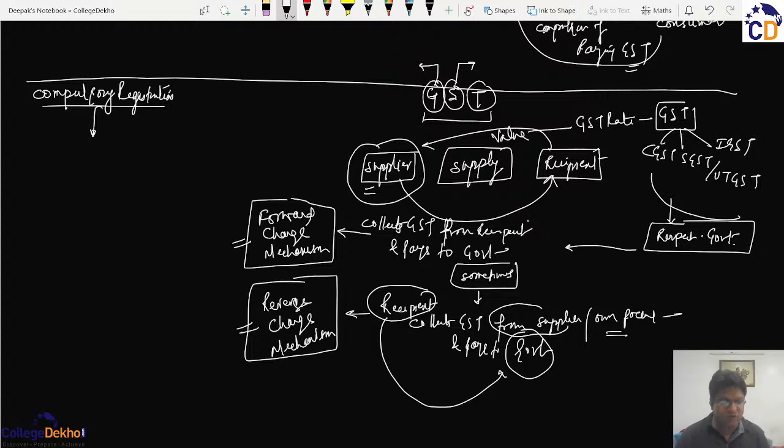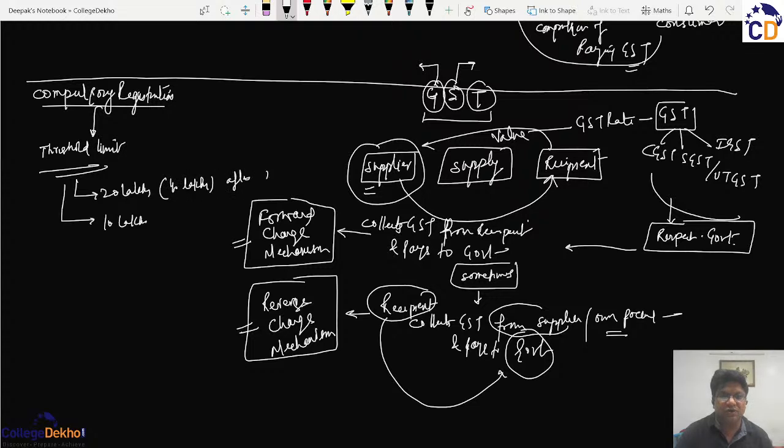So the primary focus of getting the company registration is based on a threshold limit, and this threshold limit is ideally 20 lakhs, and in some special states it is 10 lakhs. And this limit of 20 lakhs was also increased to 40 lakhs after 2019 for certain special cases.